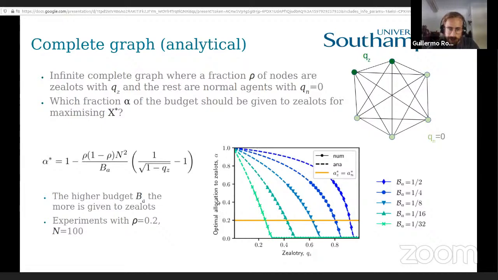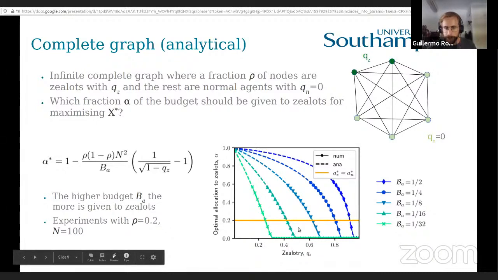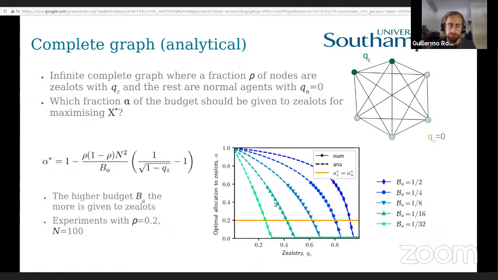On the y-axis, you can see this is the alpha, which is how much is given to Zealots. And above the orange line means that Zealots receive more allocation than normal agents. Below, normal agents receive more than Zealots. So you can see basically, for instance, if the budget is very high, which is the dark blue, Zealots receive more allocation, more target than normal agents, almost for any level of Zealotry. So Zealots should most of the times be targeted.